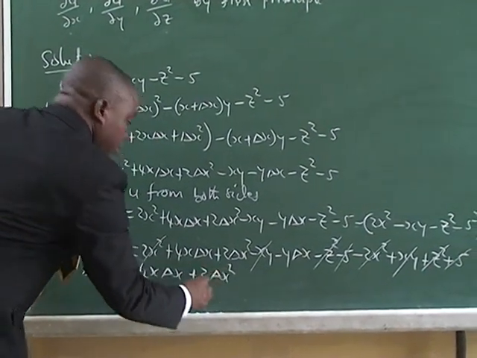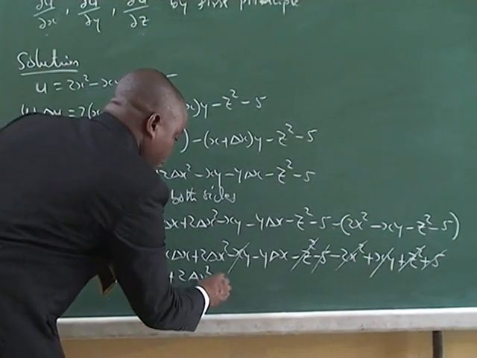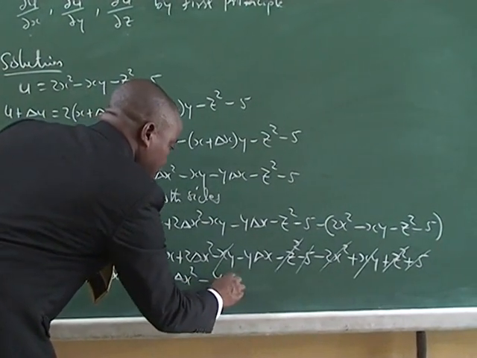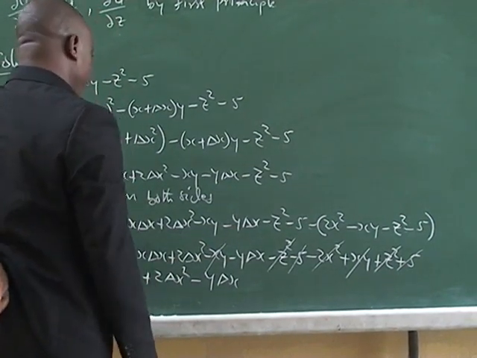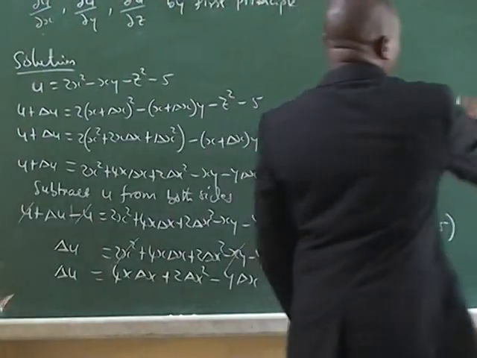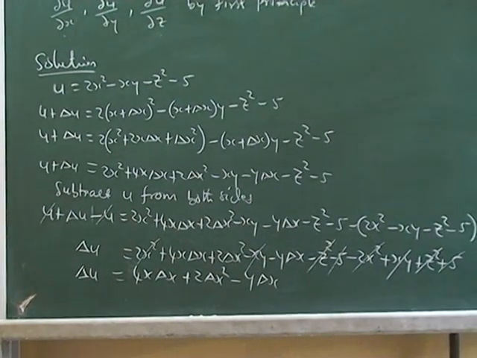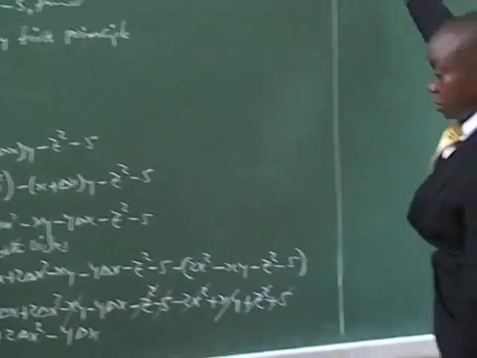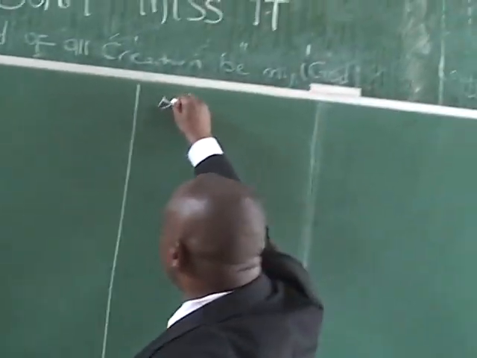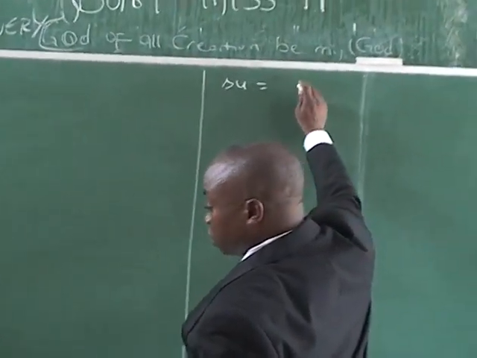change in x squared minus y change in x. Okay, that is what remains there. Now, we can also define it in this form, that from here now we have change in u is equal.